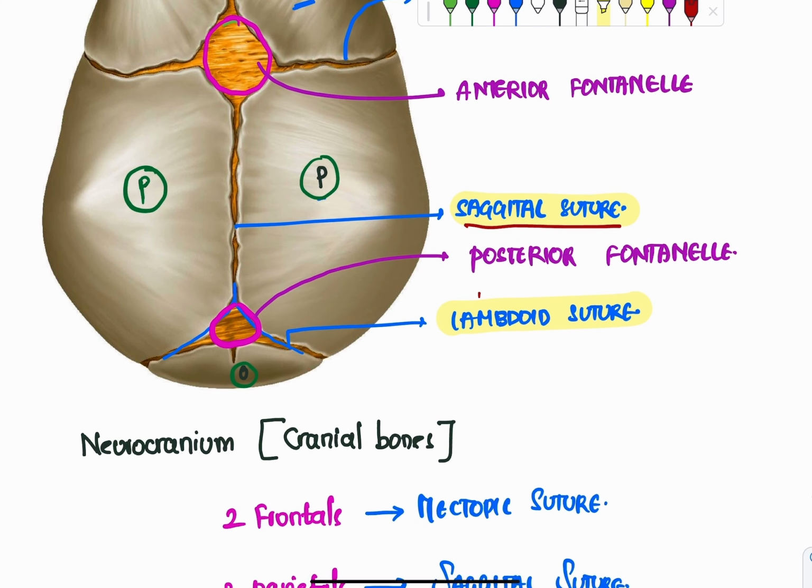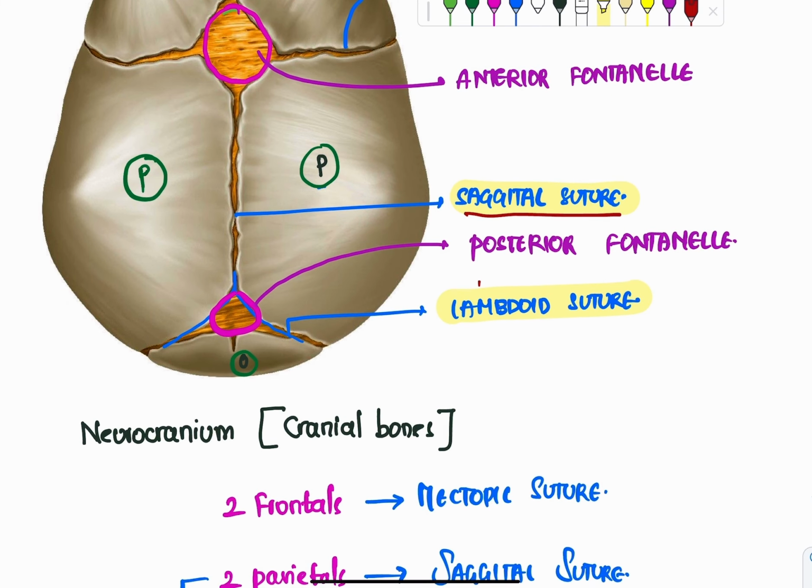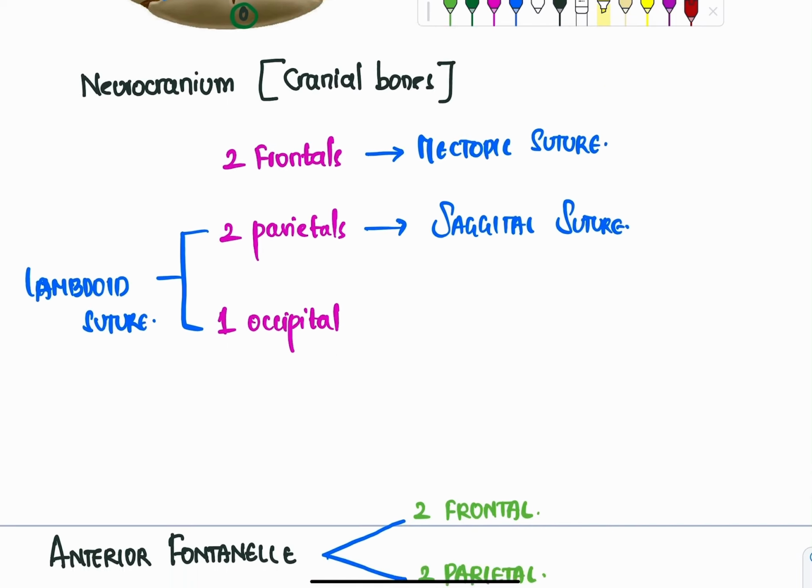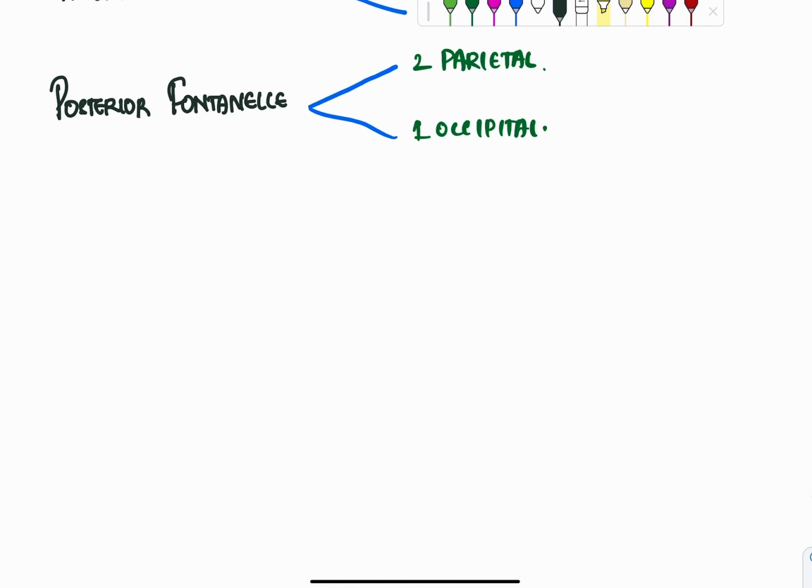Okay. Now in the same way, posterior fontanelle is formed by two sutures. One is called sagittal suture, one is called lambdoid suture. And which suture is not taking a part? Metopic suture is not taking a part. Not only metopic, coronal suture is also not taking a part. Okay. So let us see. Let us write these things also down.